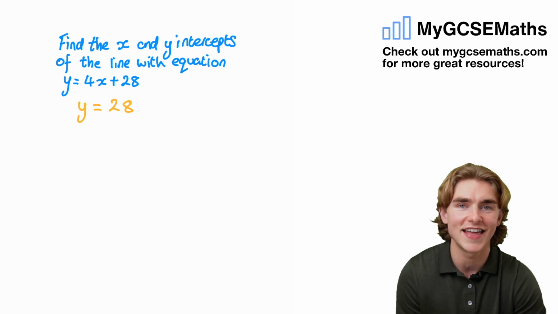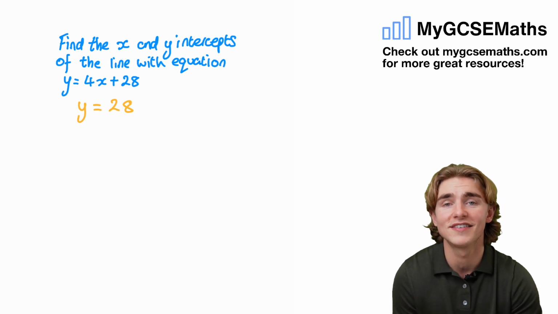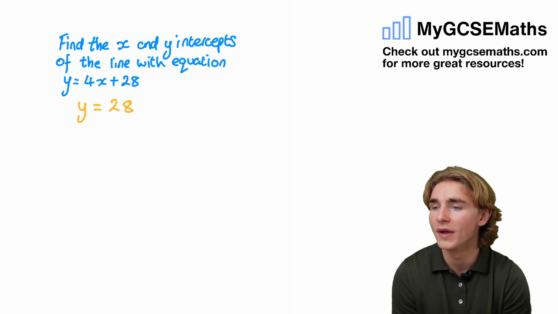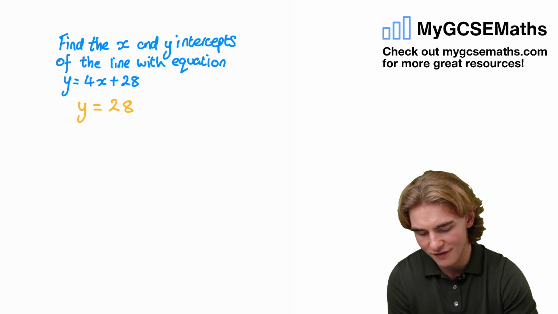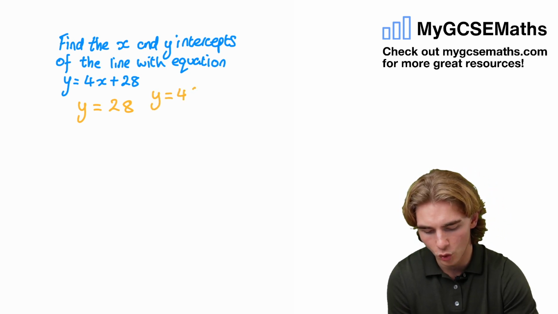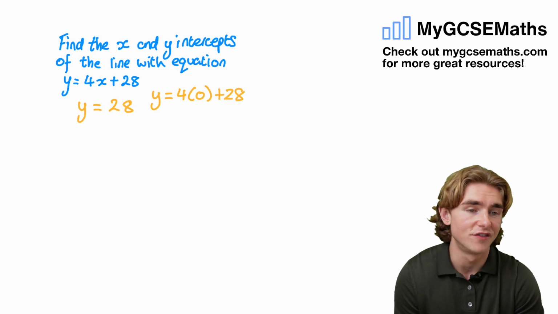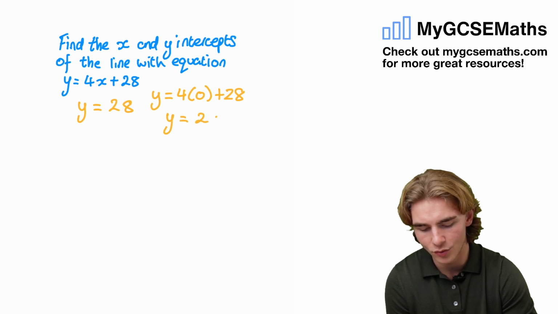Now, why is that? If we think about our axes, the value of the y-intercept is going to be the value of y when x is equal to 0, when we're 0 across. So we substitute in x equals 0. We effectively have y equals 4 times 0 plus 28. The 4 times 0 goes down to 0, so we're just left with y equals 28.